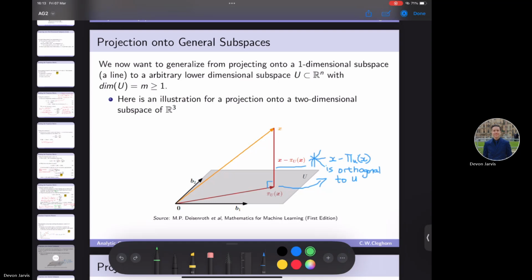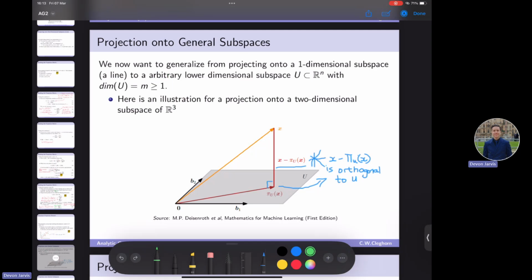Okay. Is everyone happy so far? You guys could follow that calculation if asked to in a test. Cool. All right. So now we want to generalize this into arbitrary dimensions. So we want to generalize onto a subspace U, an arbitrary low-dimensional subspace with dimension M greater than or equal to 1. So again, you always at least need to be projecting onto a line.